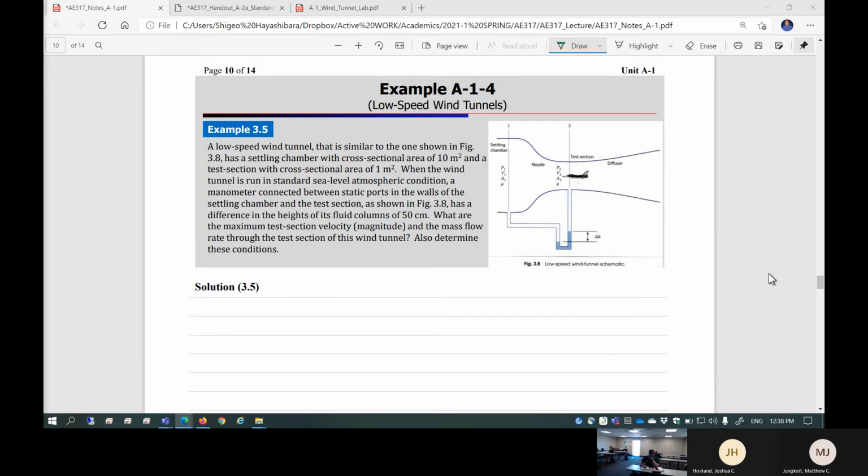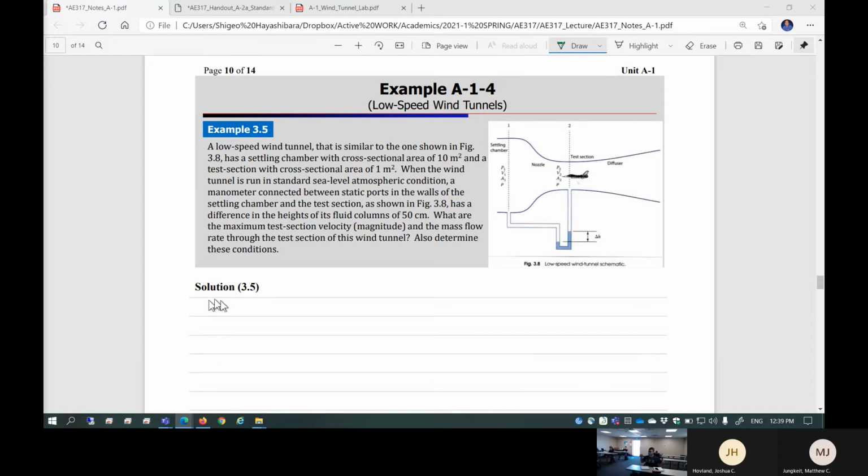Okay, so pressure and air density at standard sea level. That's right. A manometer connected between static ports in the walls of the settling chamber and the test section has a difference in the heights of its fluid columns of 50 centimeters. What are the maximum test section velocity magnitude and the mass flow rate through the test section of this wind tunnel?